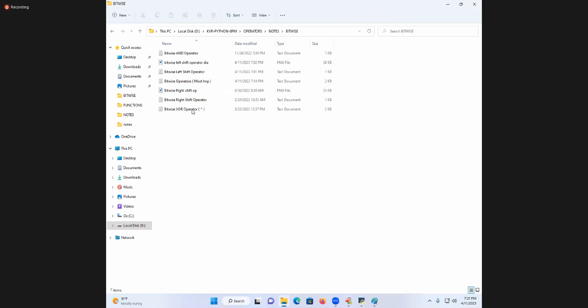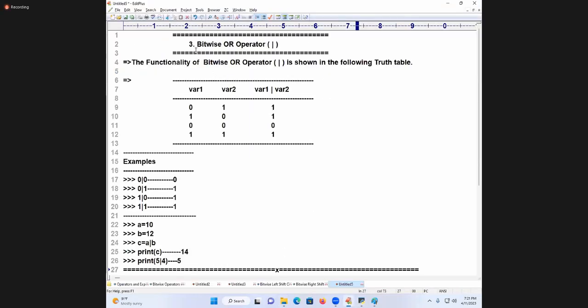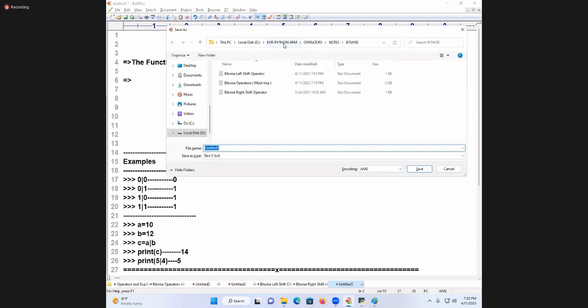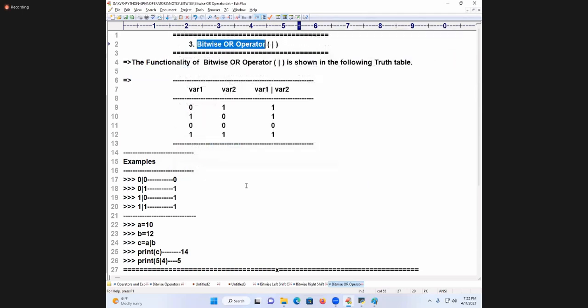Shall I move forward now? So I'm going to enter into the bitwise OR operator, we got it. So I'll save this now, bitwise OR operator. Save this now. Go to the place, bitwise OR operator saving.